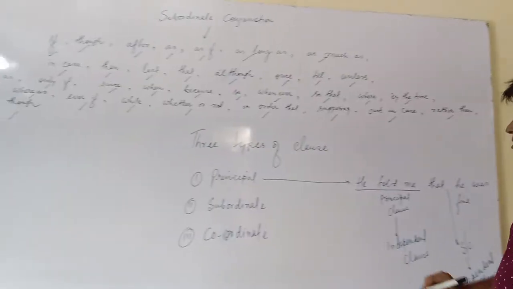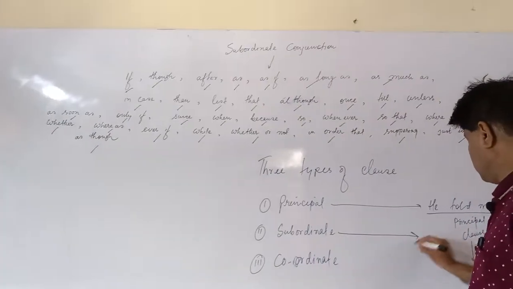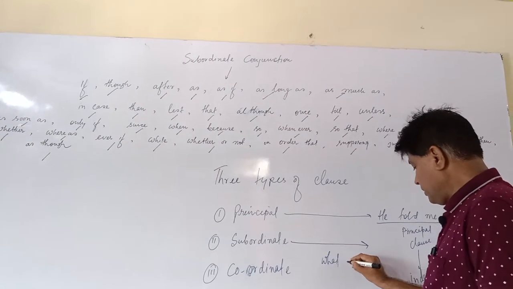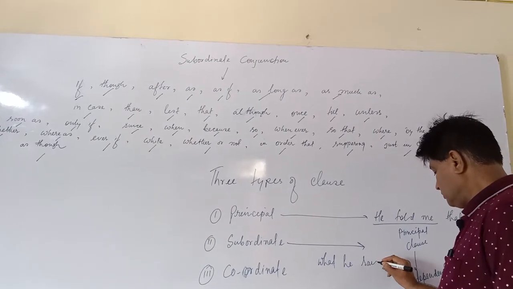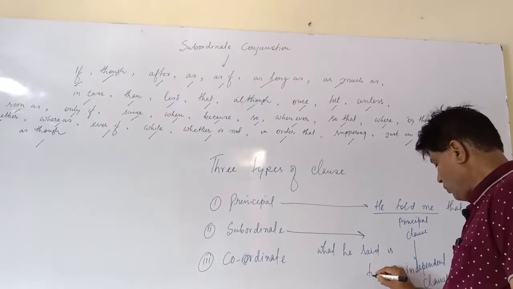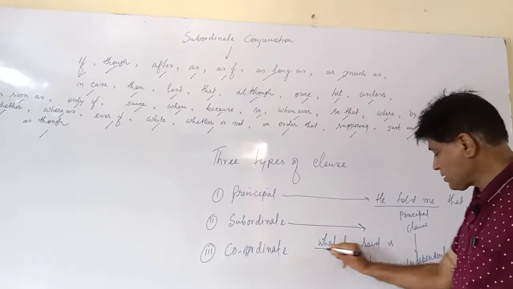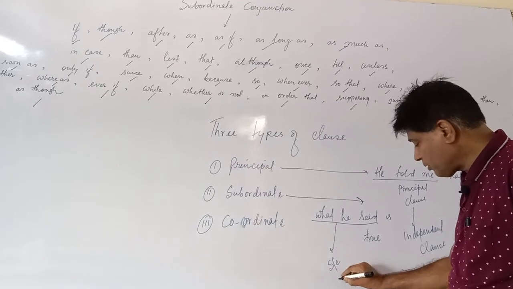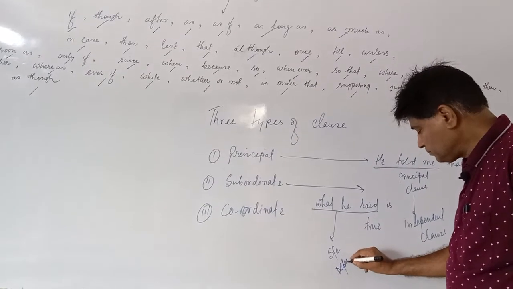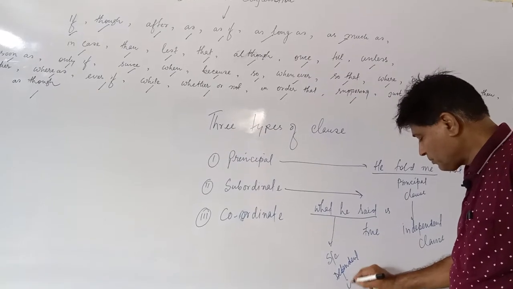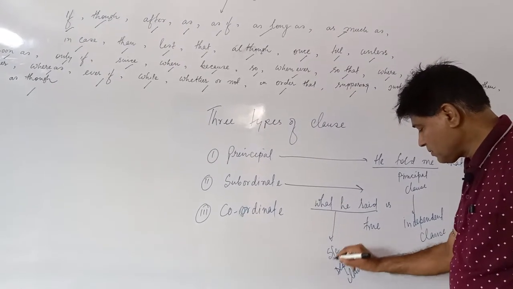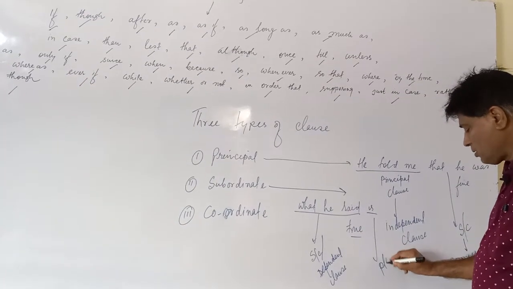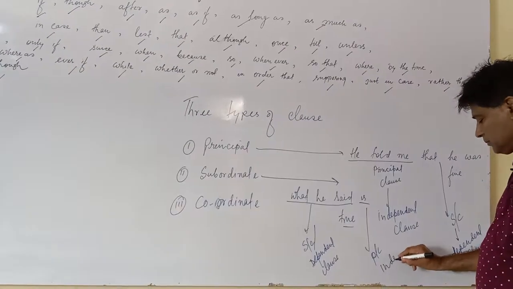Clause is a group of words. Here, subordinate clause, what he said is true. In this sentence, what he said is called subordinate clause or dependent clause, and is true is called principal clause or independent clause.